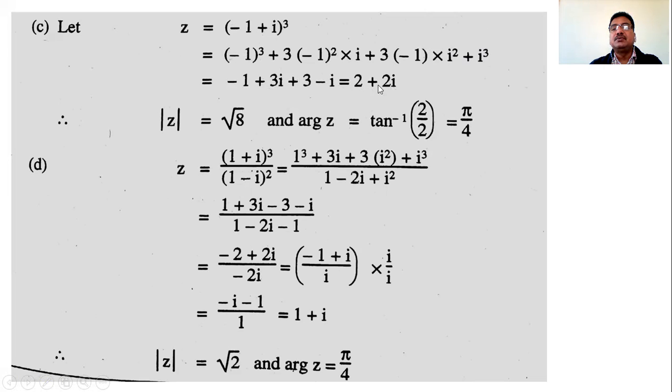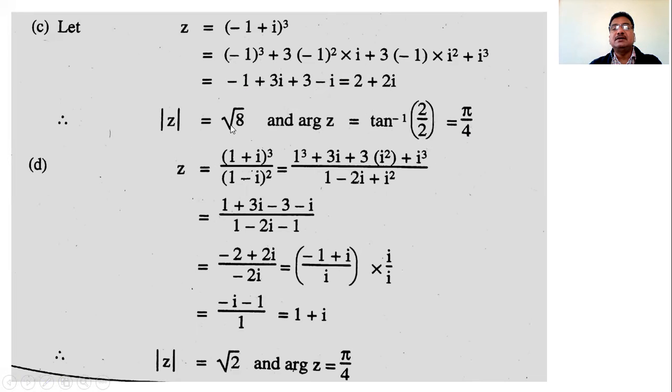So we have 2 plus 2i. Then its modulus is root of 2 square plus 2 square, that is root 8. And for the principal argument, both are positive, so use the formula tan inverse of y by x, 2 by 2, that is tan inverse 1, which is pi by 4. So its argument is pi by 4.